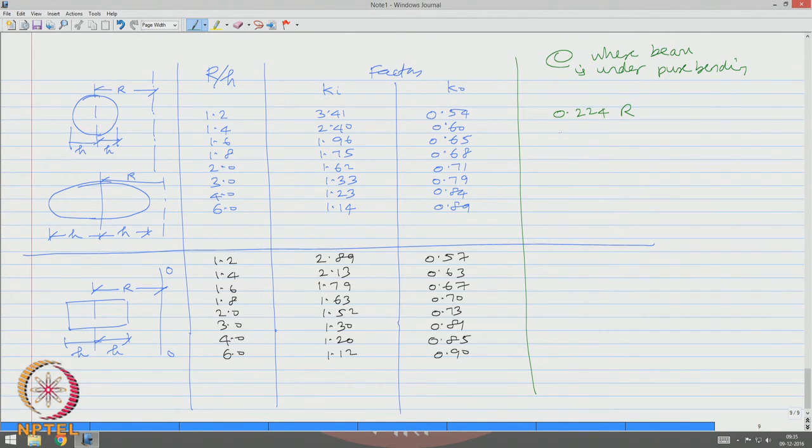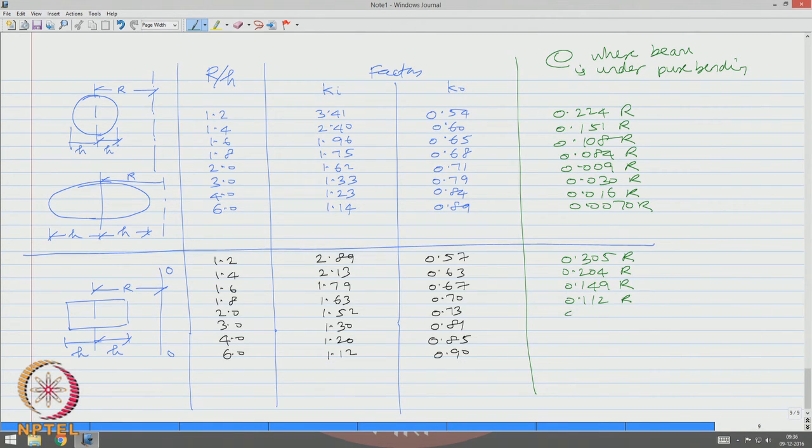0.224 R, 0.151, 0.108, 0.084, 009, 030, 016, 0070, this is 305, 204, 149, 112, 090, 041, 021, 0093.